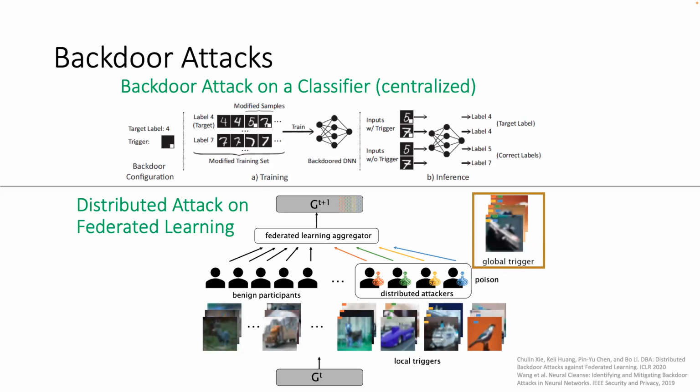What is really interesting is that we can show that if you decompose a trigger into smaller pieces and ask each individual malicious client to hold one piece of the trigger pattern to attack the global model, eventually the global model will memorize the global trigger pattern, although this attack has been distributed over several clients.